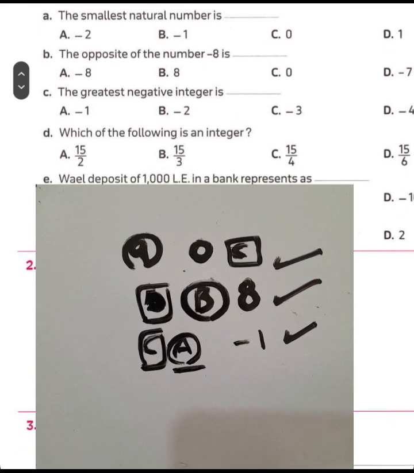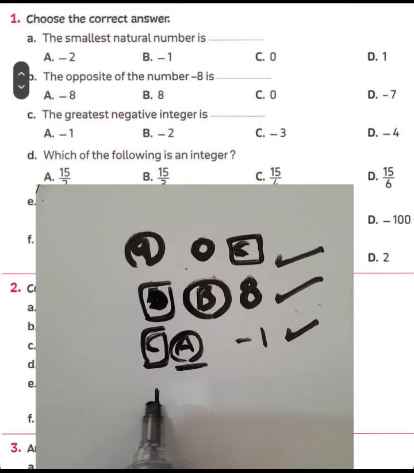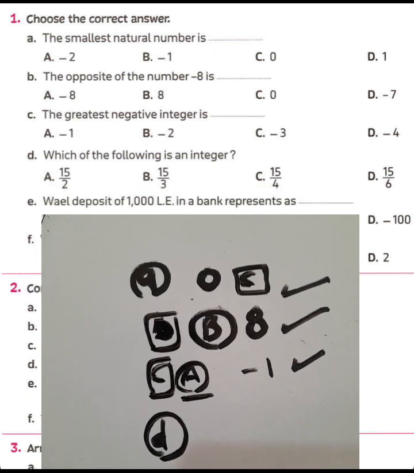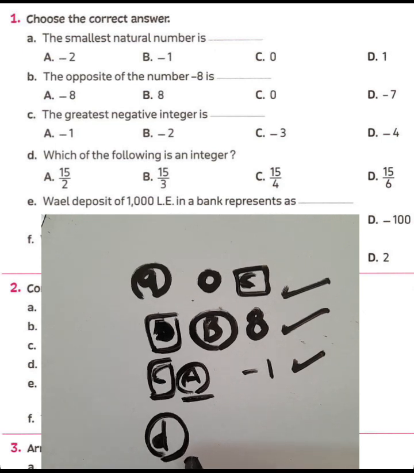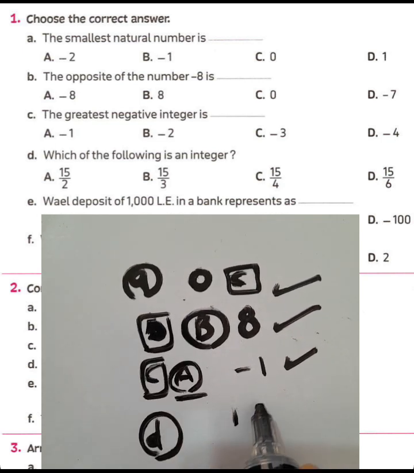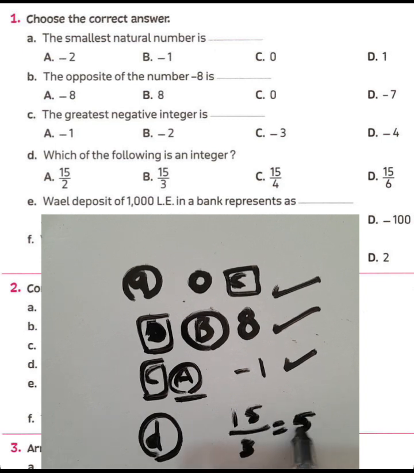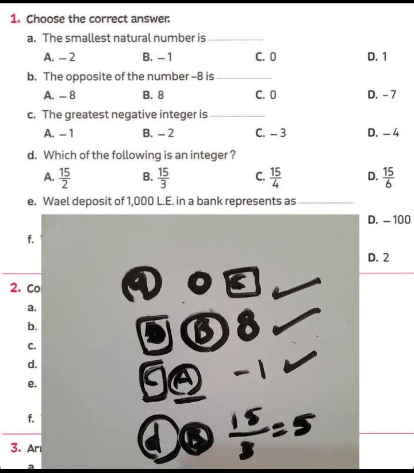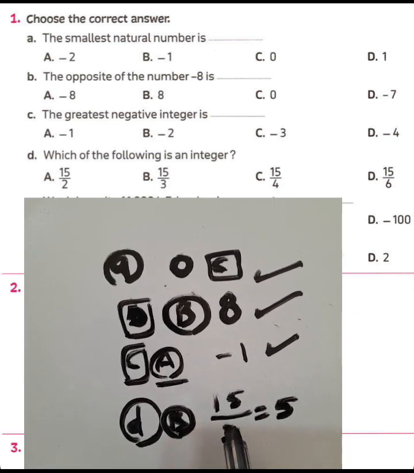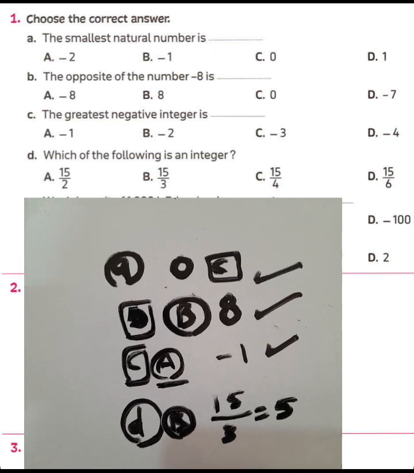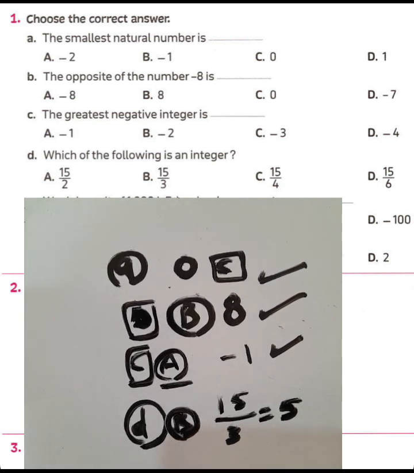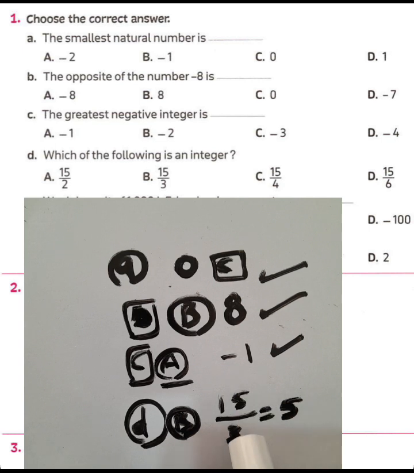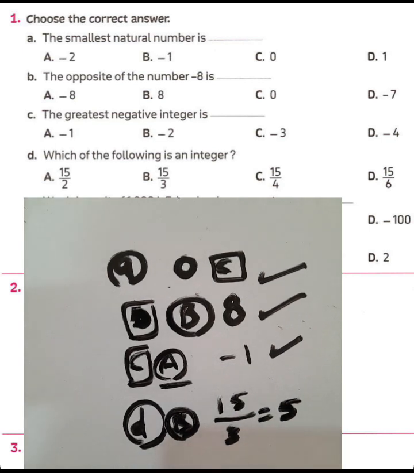Look at question letter D. Which of the following is an integer? Here we know 15 over 3 is an integer because 15 over 3 equals 5. Why? Because 15 divided by 3 equals 5. Which of the following is an integer? It will be 15 over 3, because 15 over 3 equals 5.